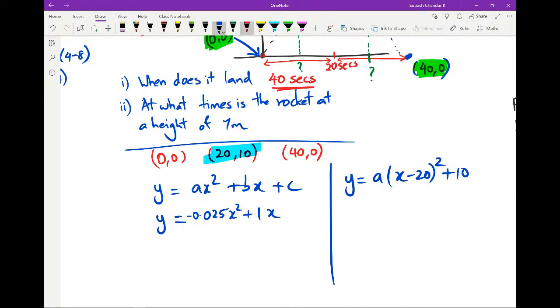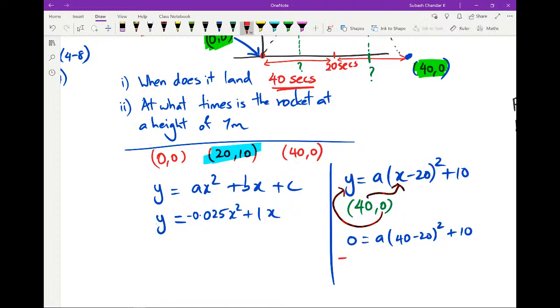Then I need to substitute a point. So I'm going to use (40, 0). You could use (0, 0) as well, it doesn't really matter. I'm going to use (40, 0) here, which means 40 goes there for x, and then 0 goes there for y, which means I'm going to get 0 is equal to a times (40 minus 20) squared plus 10.